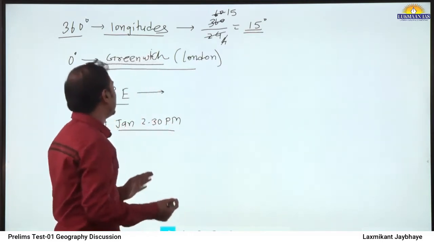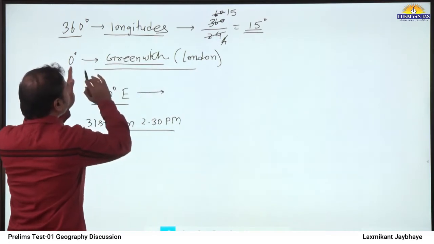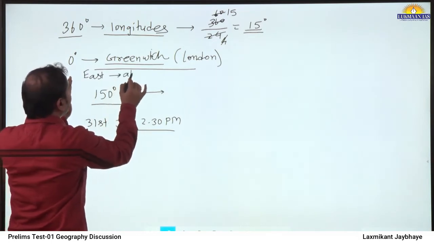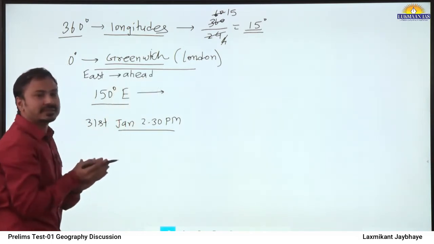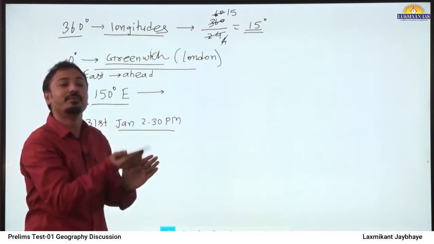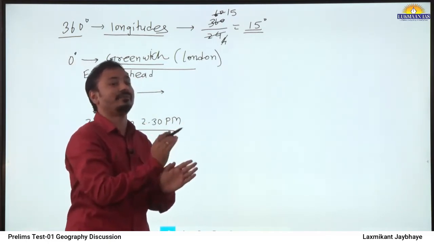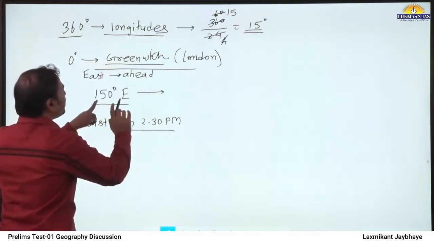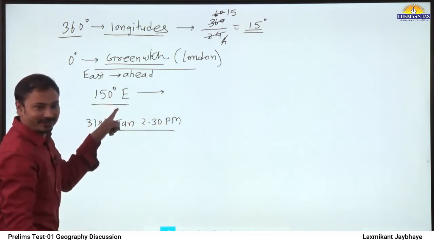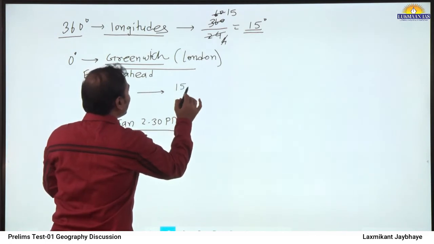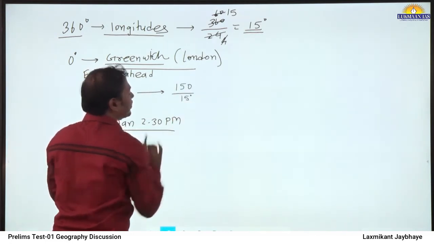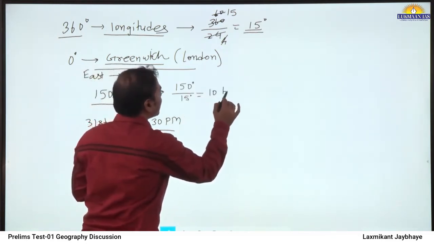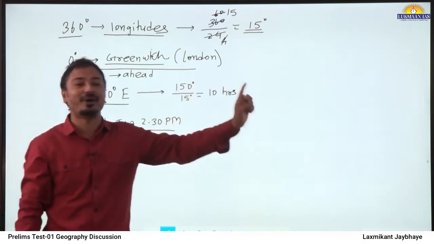Now we should understand that those places which are east of Greenwich are ahead of Greenwich, and those places which are west of Greenwich are behind Greenwich. We are talking about the timeline. So from this we can understand 150 degree east means it is ahead of Greenwich. 150 degree divided by 15 degree per hour, we have to calculate. 10 hours. So it is 10 hours ahead of Greenwich.